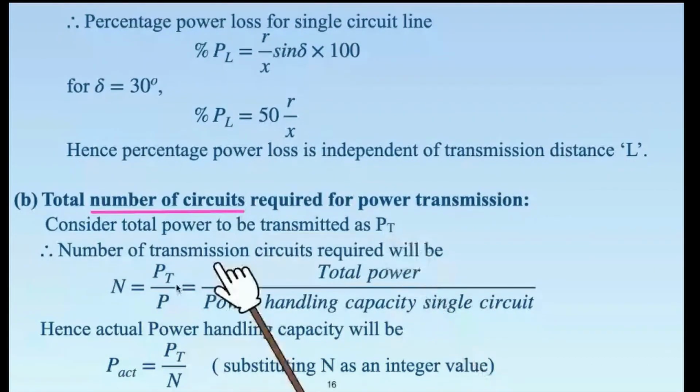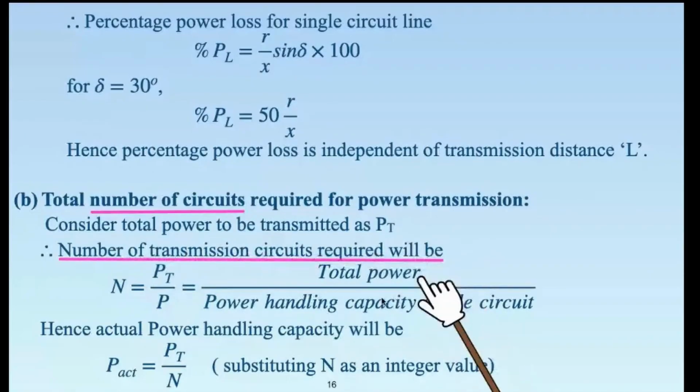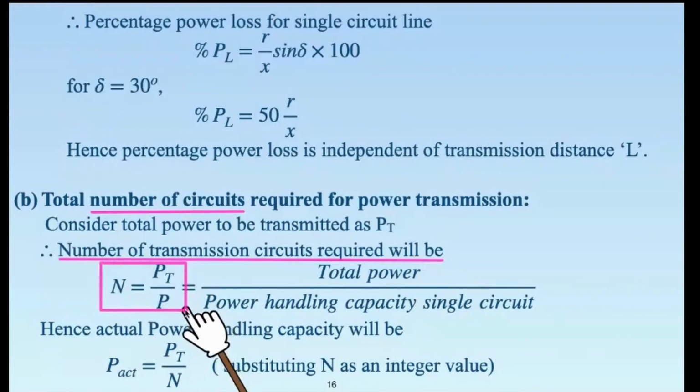Okay. So it is very, very simple to understand that the number of transmission circuits required will be, here you can see, PT upon P. How many circuits do you need? Suppose you want to transmit a power of 500 megawatt and one circuit can transmit only 250 megawatt, as I mentioned earlier. So how many circuits will be required? Single circuit can transmit 250 megawatt, but you want to transmit 500 megawatt. So 500 divided by 250, number of circuits required will be 2. So this is defined as total power divided by the power handling capacity of the single circuit.